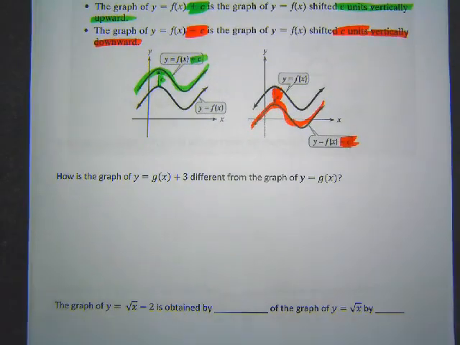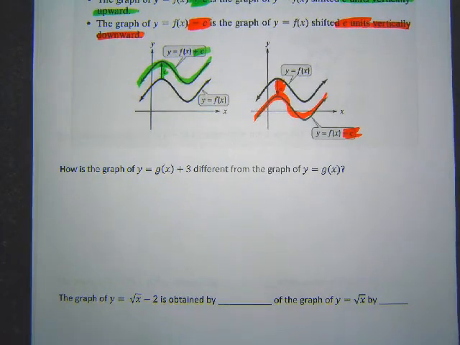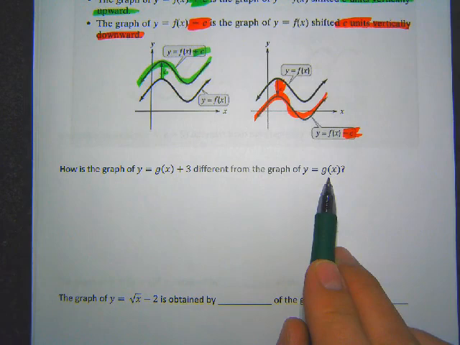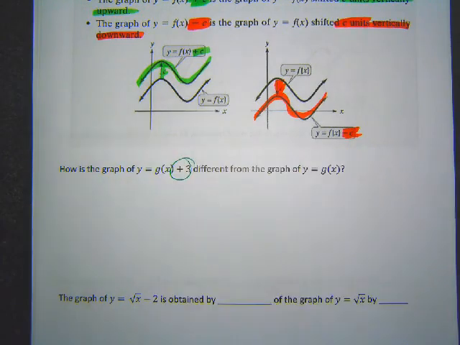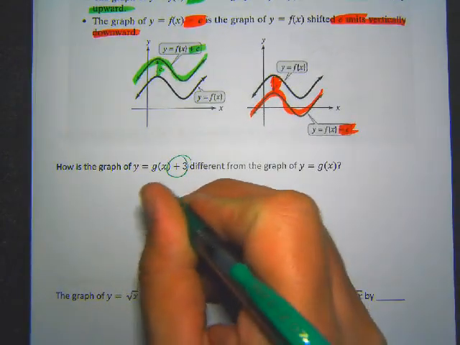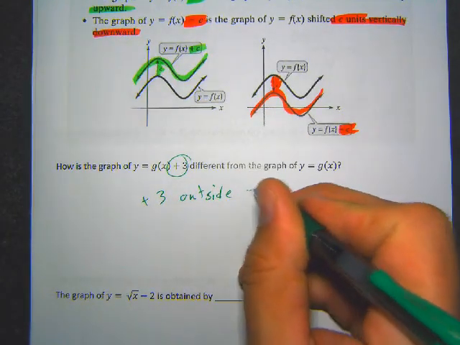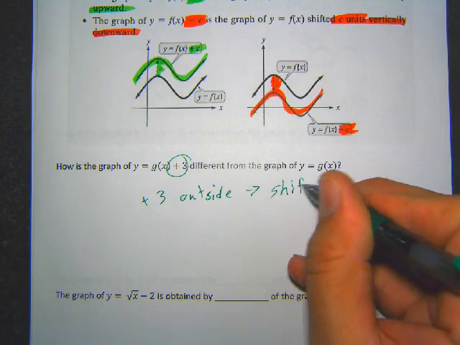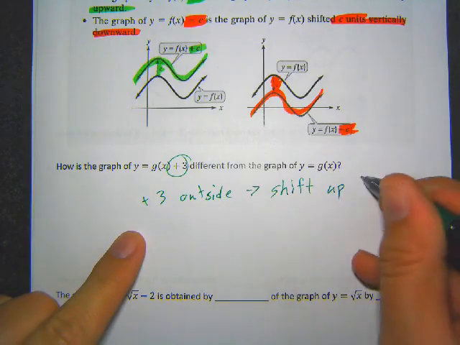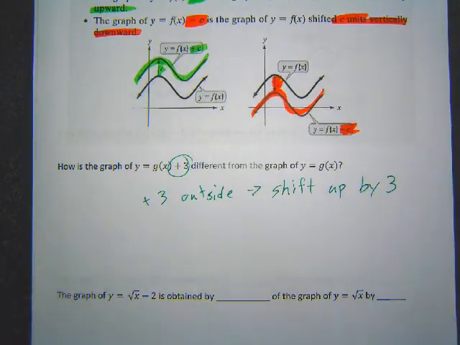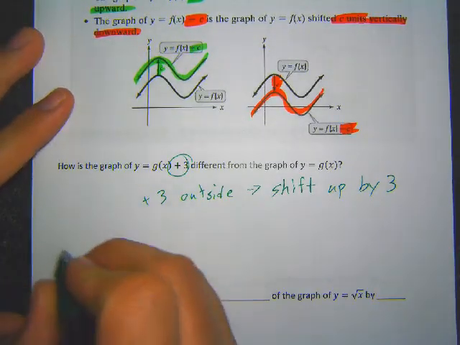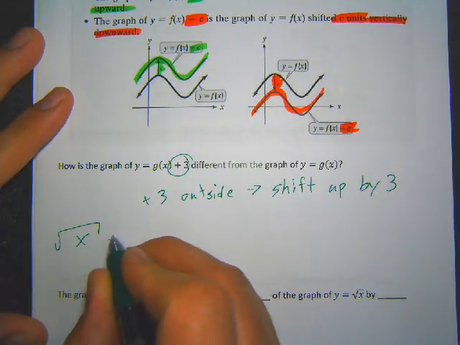So a couple little short questions, kind of what you see in the homework. First off, I have y equals g of x plus 3. How is that different from g of x? Well, because we added 3. So we add 3 outside because that's what we did. Because it's positive, it's going to go up by 3. Examples of this. So what would this look like? Well, it's like you have the square root of x function and you just put a +3 on the outside.